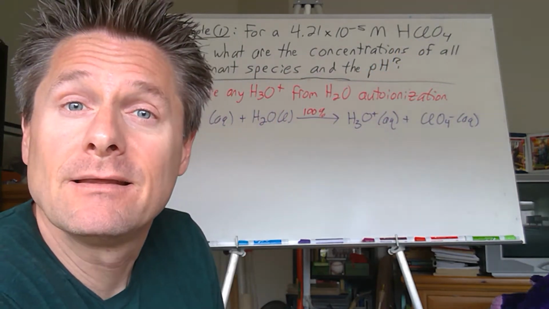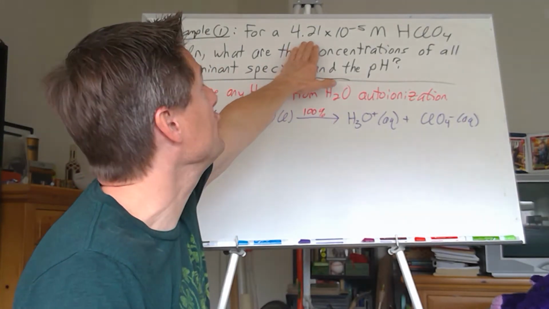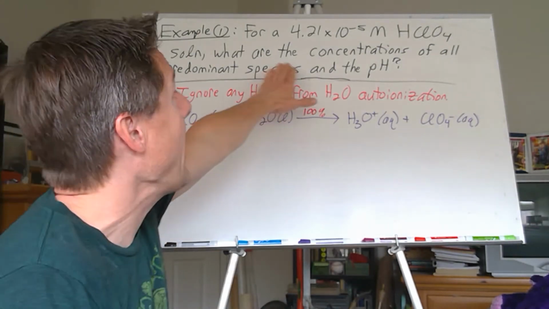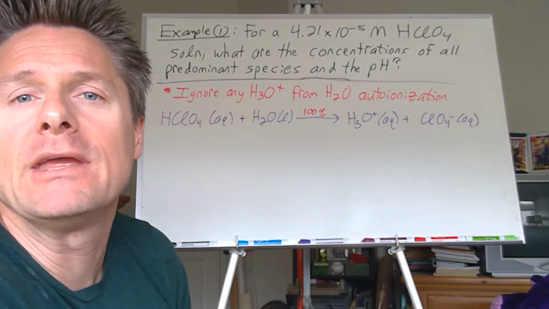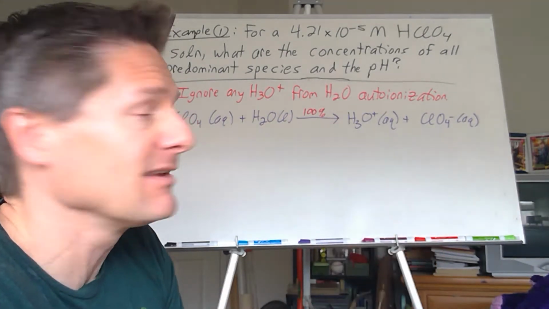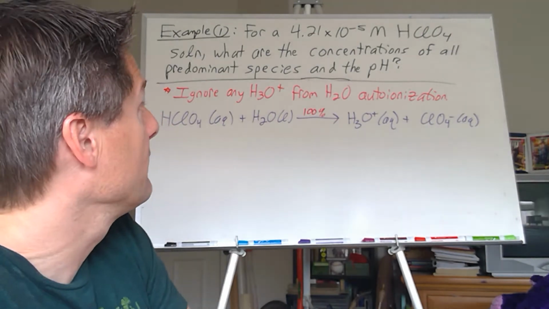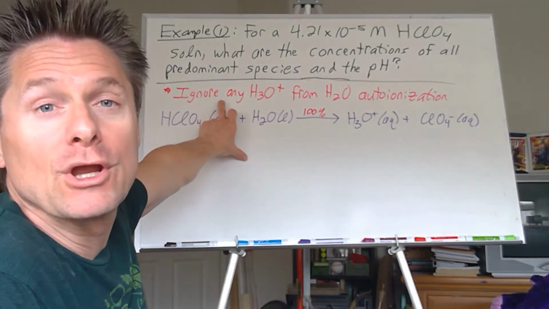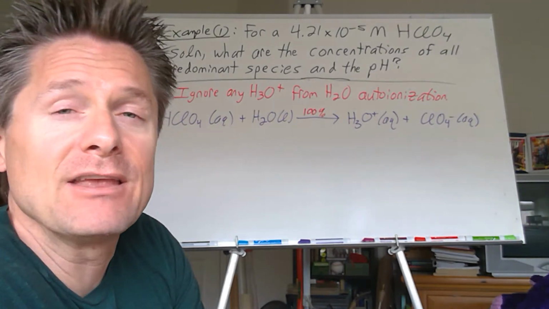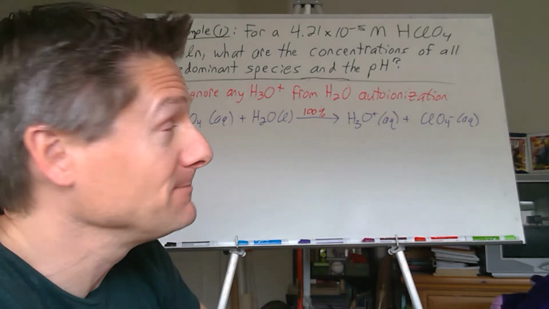So what I'm looking at here, I've got a perchloric acid solution. That's a strong acid. It has a concentration of 4.21 times 10 to the minus fifth molar. I'm asked for the concentrations of all of the predominant or major species, which in this case will be the products because it's a strong acid. And what's the pH? So let's calculate those pieces of information. Remember, we're ignoring any hydronium ion contribution from the autoionization of water. That's the last time I'm going to write that. I'm just going to mention it from now on.